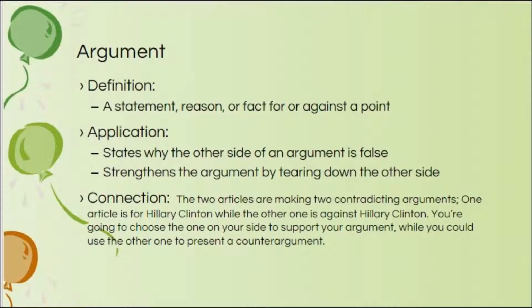They list all of these facts and information on why she's a trustworthy person. But then on the other hand, you have another article that's against her, making claims on why she's a bad person and all the things on why she shouldn't be president. So though the main idea about these two articles might be the same, you can see they differ in the types of arguments that they're making.